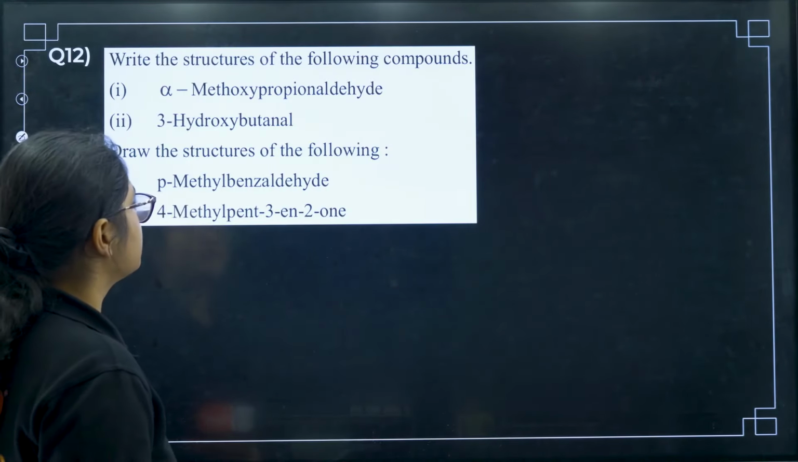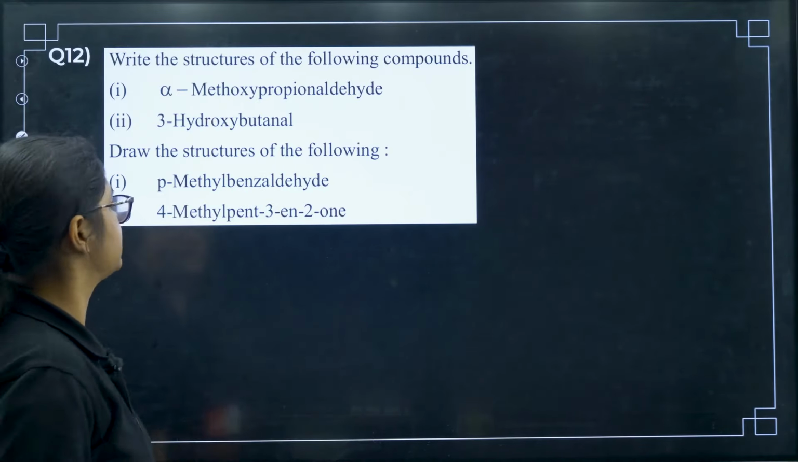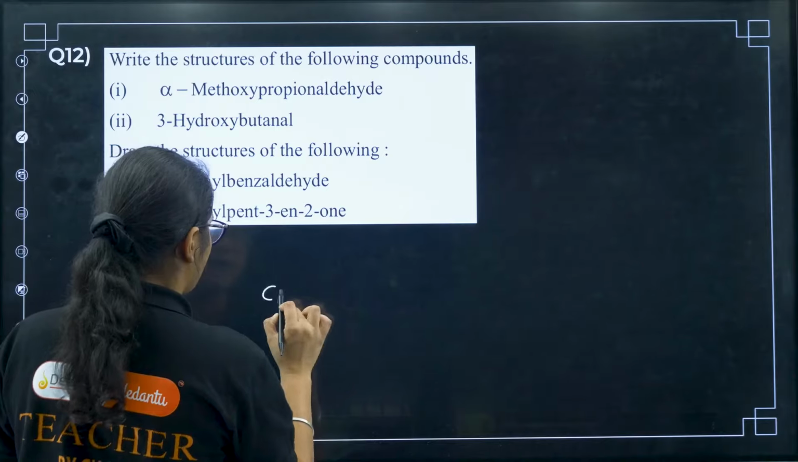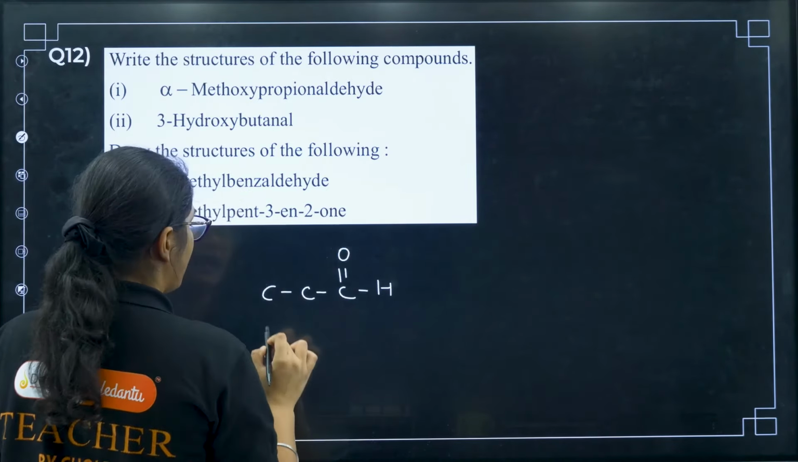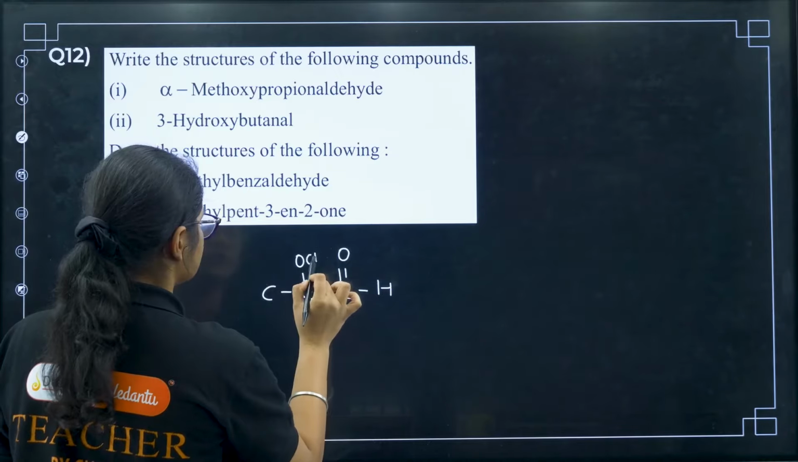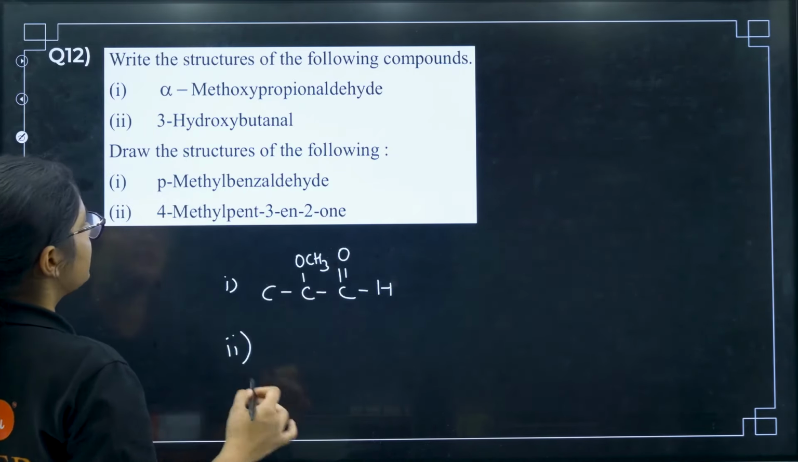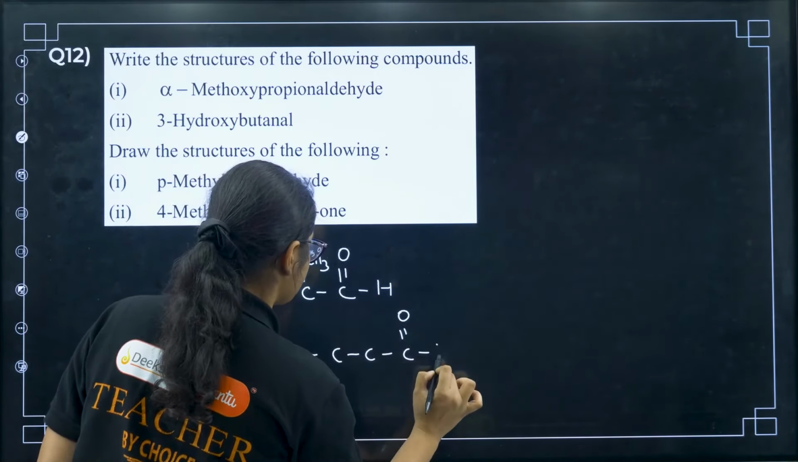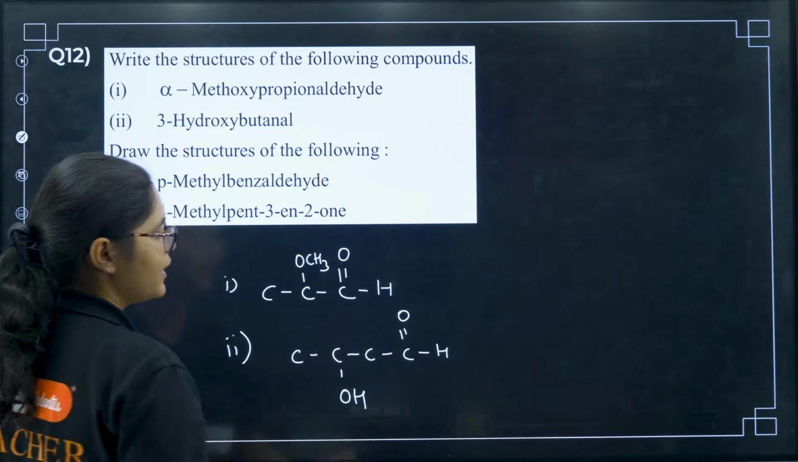Next, you have to draw the structures of the following. These questions I have taken from your PU question bank. First, alpha methoxy propionaldehyde. This is propionaldehyde, meaning propanal, and on the alpha position I have a methoxy group. Please adjust the hydrogens. Second one, 3-hydroxybutanal. Butanal means again 4 carbons, and 3-hydroxy means an OH group. Please balance the hydrogen atoms.